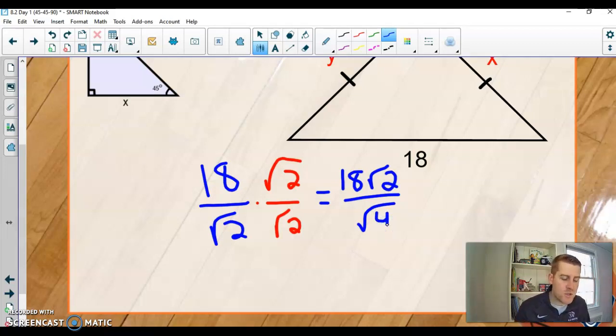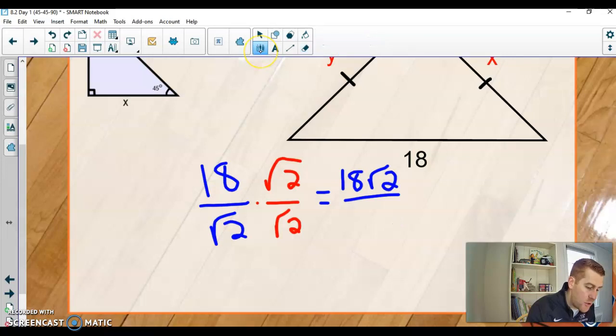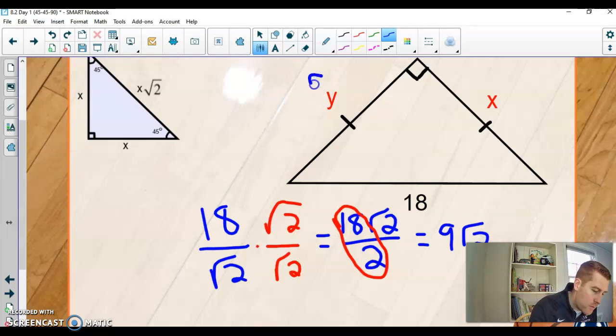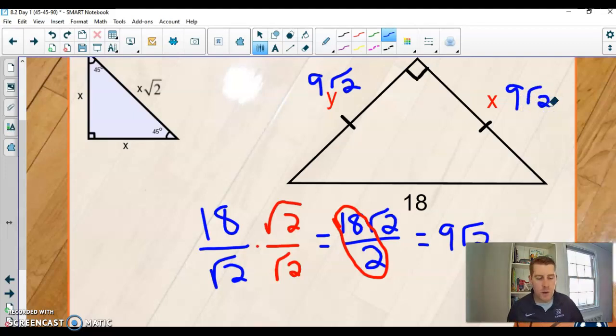But the whole reason we did that was so we'd get this perfect square that we can simplify. What is the square root of 4? Oh, well, that's just 2. So that's going to simplify to a 2. And then we can divide 18 over 2, since they're both outside radicals, and get 9 square root of 2. So that means one leg would be 9 square root of 2. And we know in the 45, 45, 90, both legs are congruent. So the other leg would also be 9 square root of 2. Okay, so those are the main ideas for 45, 45, 90 special right triangles.